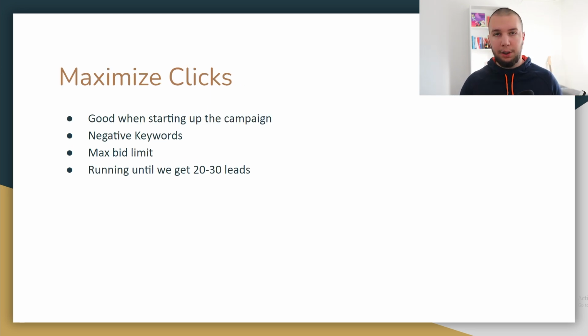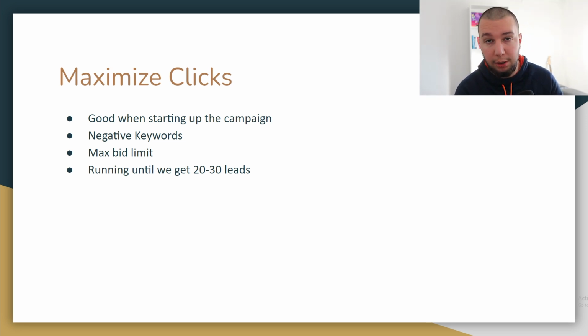Okay, so as I said, the first strategy is going to be maximize clicks. Now, maximize clicks is good when starting off your campaign. If you were to start your campaign with the maximize conversions bidding strategy, it wouldn't work properly just because you don't have conversion data in your account. So how do we get conversion data in our account? Well, by using maximize clicks.